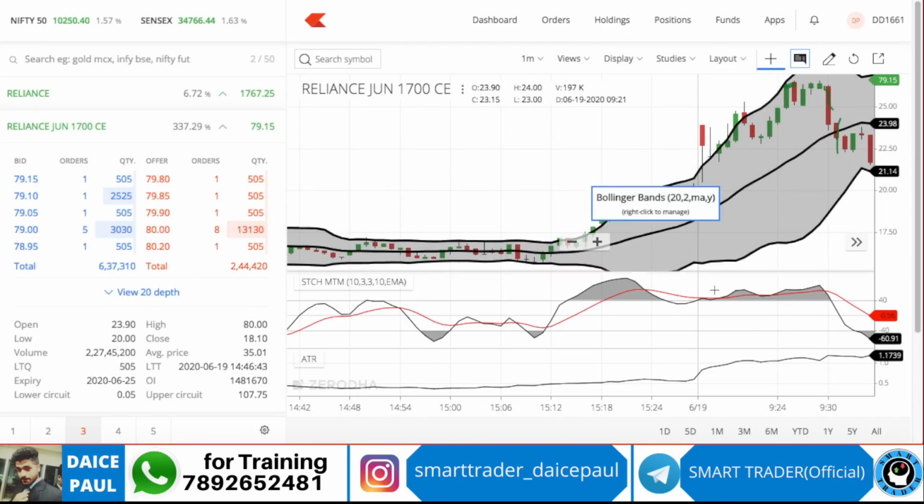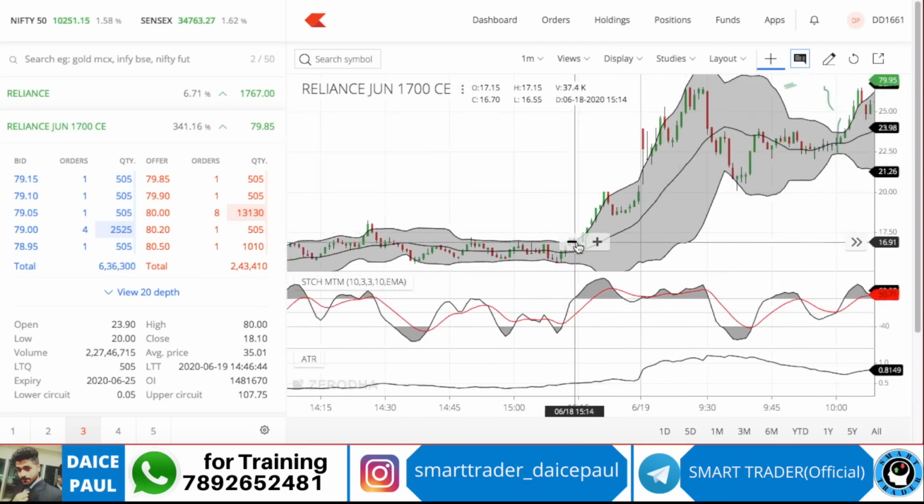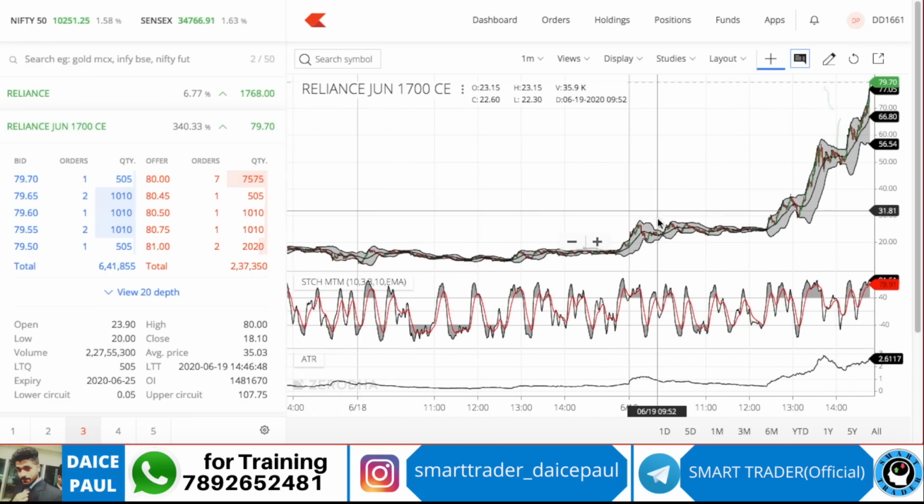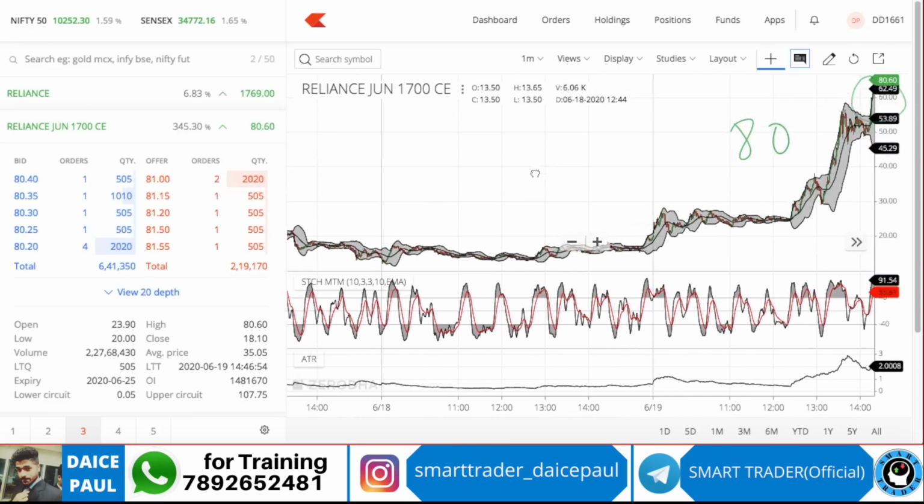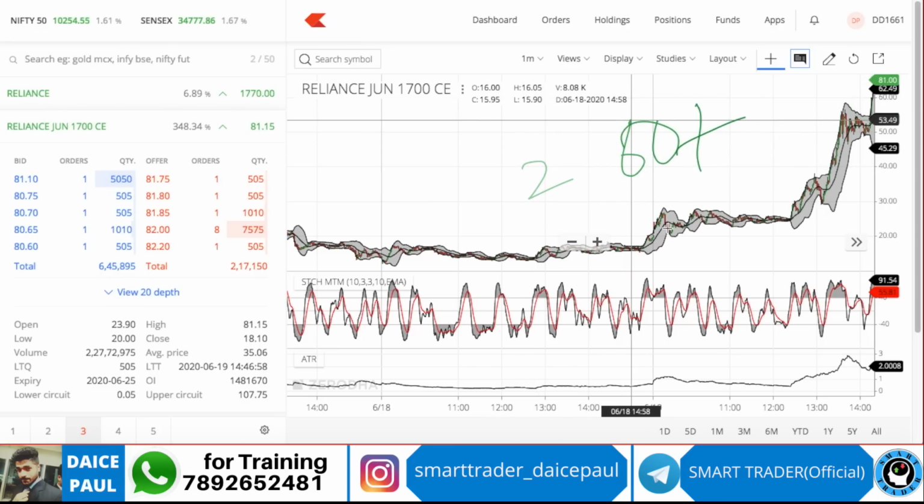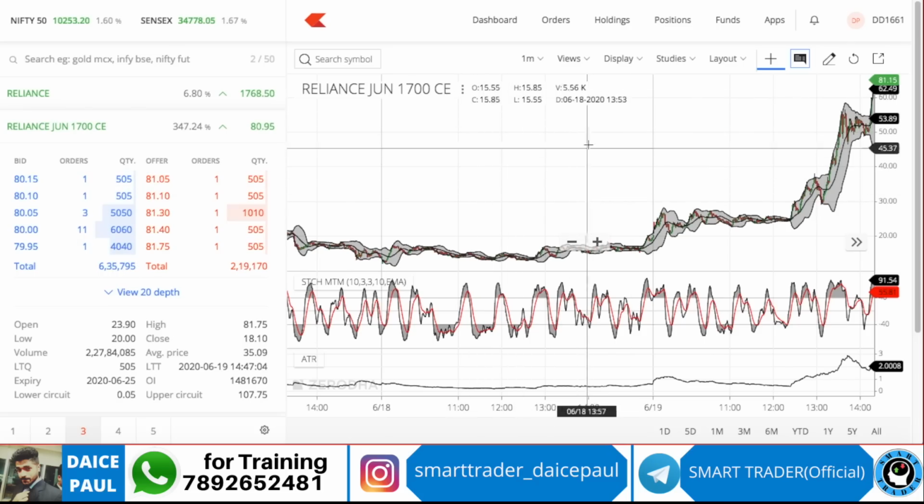Later after some time it came down, but later in the day you see it has broken this range and gone up to 80 rupees now. I got only 2 rupees, but after that it has gone up 60 plus. So that was the movement of this stock option. Very great move, but anyways I'm happy with the percentage.